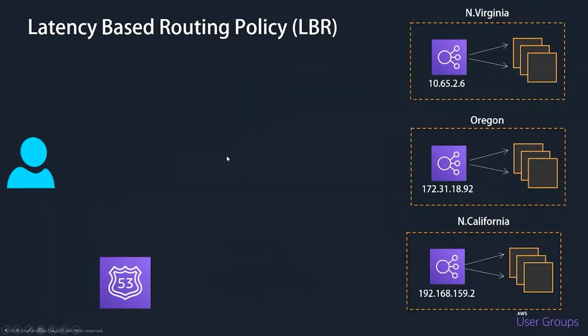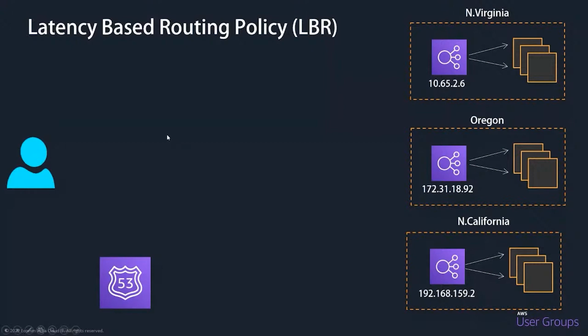Then you have something called latency-based routing policy. This is if you have multiple environments, you can route users based on the latency between their location and the nearest region. So for example, over here, there are 3 regions that I'm using: North Virginia, Oregon, and North California. And I have the same content in all of the regions. I don't want different users going to different content. I want the same content across all of them. So I have a website running the same content across all 3 regions.